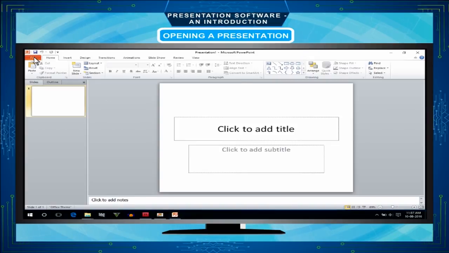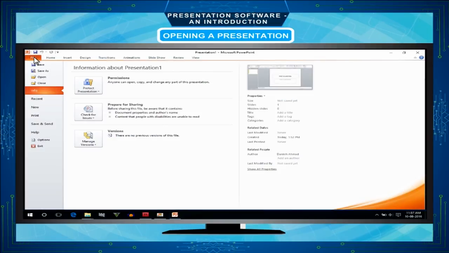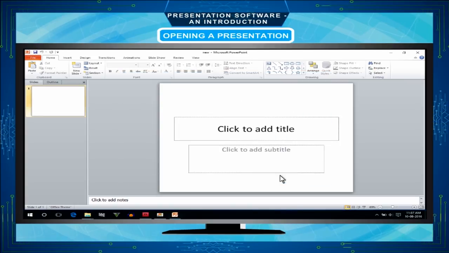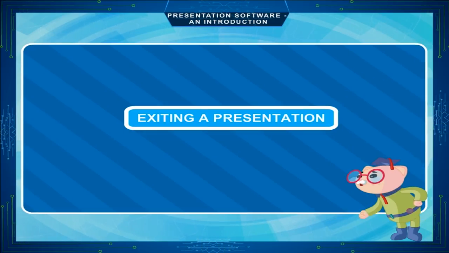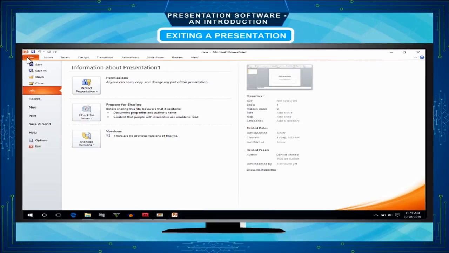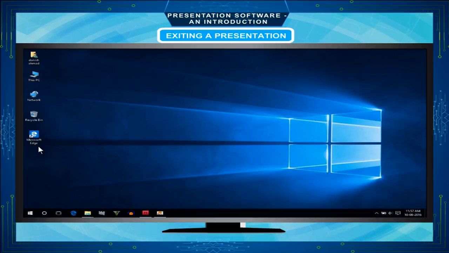Opening a presentation. Click on the File tab. Choose Open option. Select the file in the navigation pane and click the Open button. Exiting a presentation. To exit from PowerPoint, click on the File tab and choose Exit option.